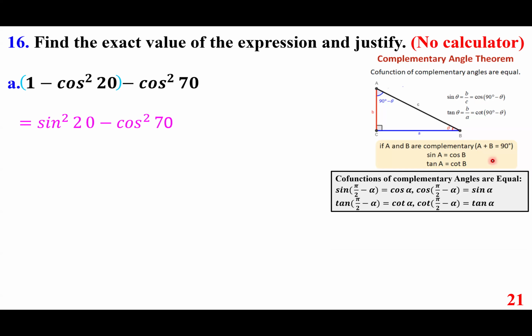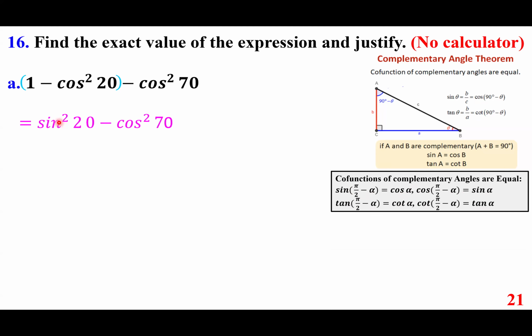So sine of pi over 2 minus alpha is cosine of alpha. Cosine of pi over 2 minus alpha is sine alpha. Tan of pi over 2 minus alpha is cotangent alpha. Cotangent of pi over 2 minus alpha is tan alpha. Tangent and cotangent are co-functions, sine and cosine, secant and cosecant. So having said that, we go back to this.